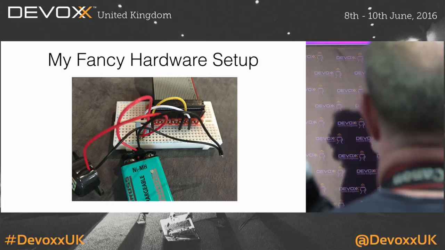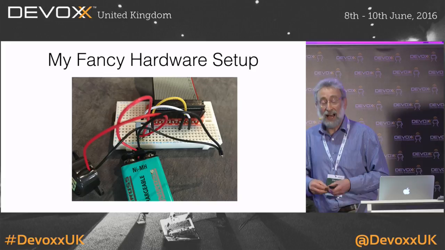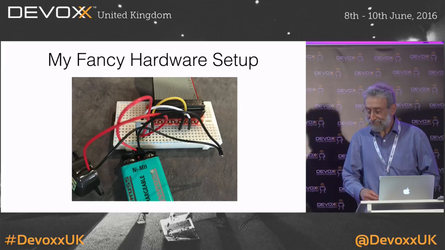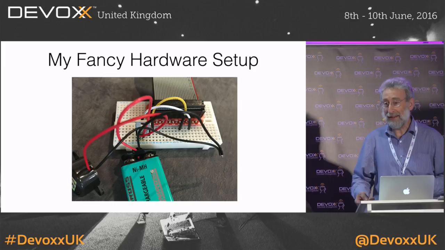This is an indication of how far back I was with the Raspberry Pi when I started off. I managed to connect a screen and a keyboard to it, and I found a power supply, which is one of these battery packs, which seemed to have the right voltage, and I plugged that in. And I was really surprised when nothing happened.